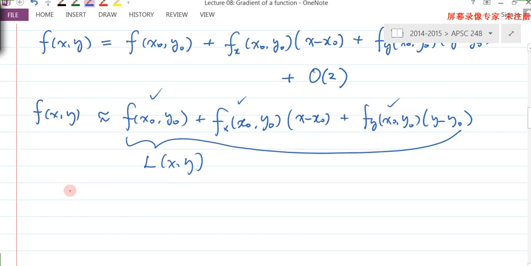Remember the plane equation, what is the plane equation? It's A, B, C. Can we relate L of x, y, which equals this plus this plus this, to this plane equation? This L is basically the Z here. So which quantity is D? There's no D, it's zero. This quantity is basically this quantity here.